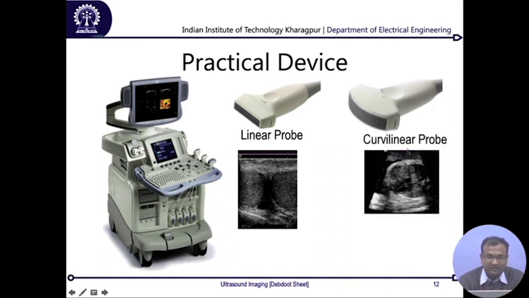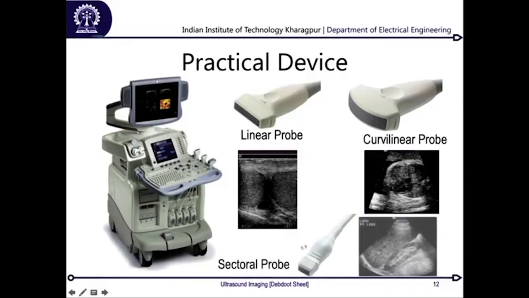The other one is a curvilinear probe, which is very common for abdominal imaging and for imaging of the liver. On this curvilinear probe, since the surface is curved, you can make out that the beam which goes orthogonal to the surface points will also be spanning out over a region over there, and it forms a very curved region.